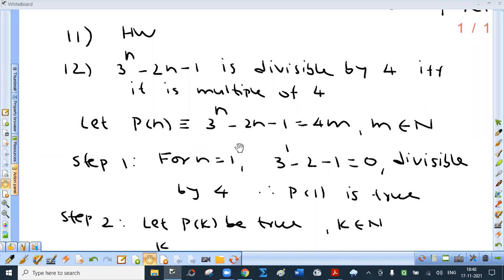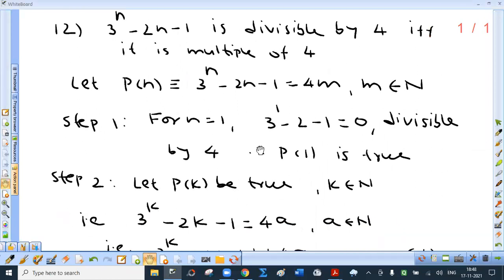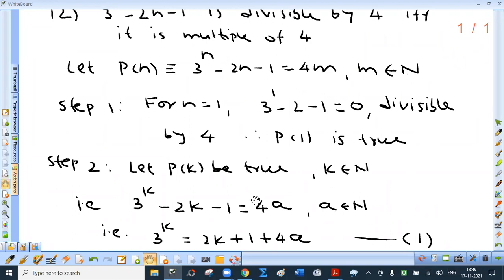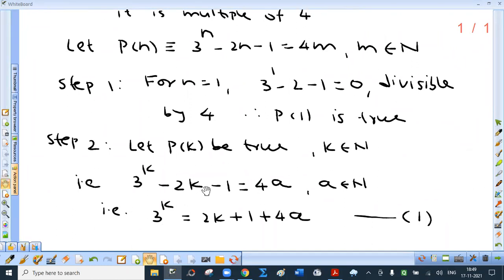Now in the first step we verify that the result is true for n equal to 1. For n equal to 1 we get 0, which is divisible by 4. So P of 1 is true. Now in the second step we assume that P of k is true. That is, 3 raised to k minus 2k minus 1 is 4a, where a is a natural number. Rearrange the terms. So 3 raised to k is 2k plus 1 plus 4a. We are going to make use of this while proving P of k plus 1 is true. That will be done in the third step.